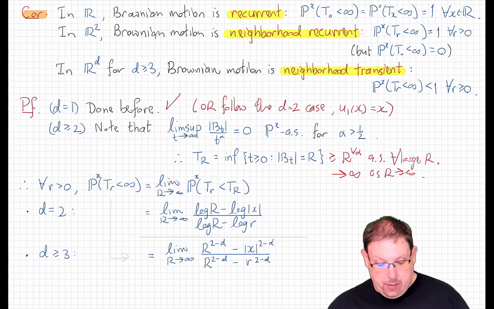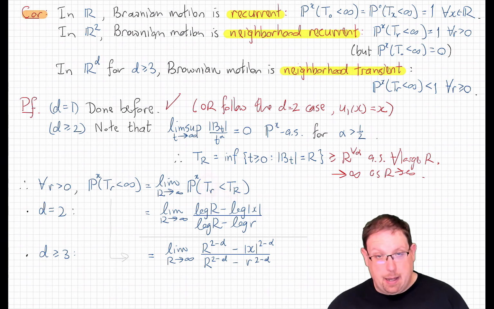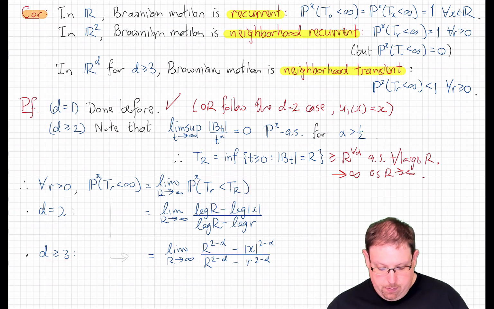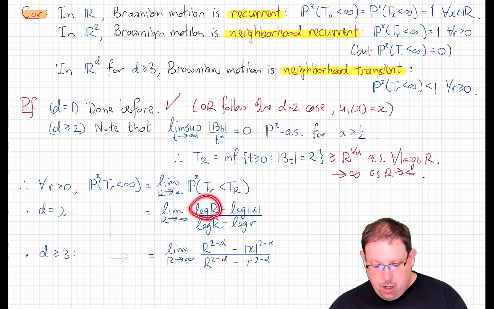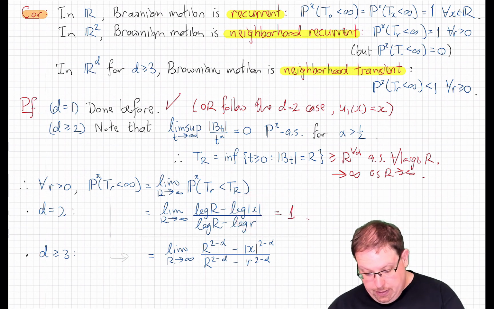From that, we have the following simple observation. The probability that the hitting time of the sphere of radius r is finite can then be calculated as the limit as capital R goes to infinity of the probability that T_r is less than T_R. And so now we just use the exact formulas that we calculated for these probabilities in the cases d equal to 2 and d bigger than or equal to 3. When d is equal to 2, this is a limit of this ratio of differences of logs. And since log R goes to infinity as R goes to infinity, and these are both staying fixed, that is equal to 1, which is the statement over here.